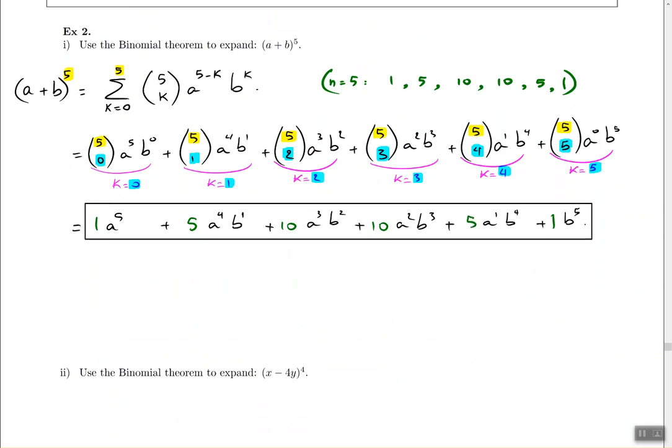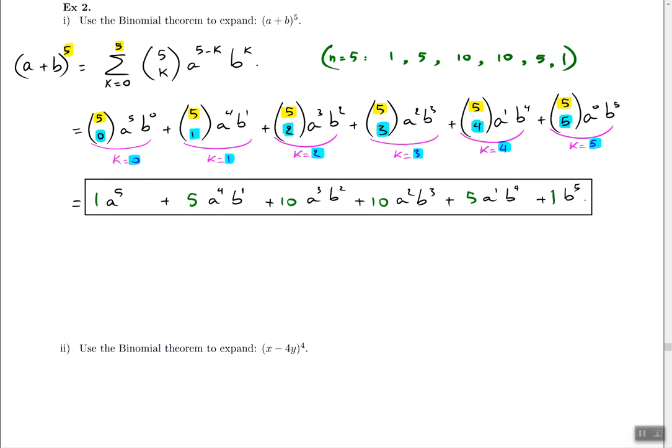Okay, so pause the video here and see if you can try this to do the same on the next problem. Be careful with this one. Your a is going to be basically equivalent to x, whereas your b is going to be equivalent to -4y. So think of that as being your b. Give it a shot, see if you can work it out, and I'll give you the answer in a minute here.